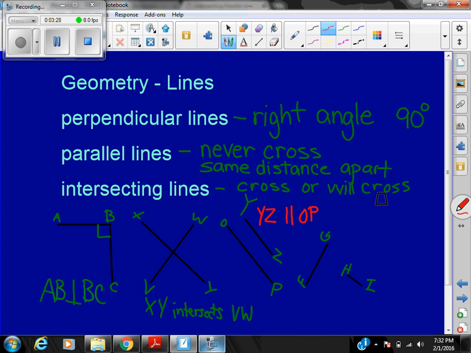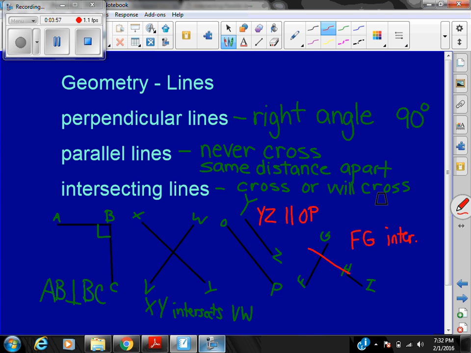And then last but not least, I have these lines that are not touching. But if you look, if I continue to draw this line in the same direction, eventually it would cross over. So because of that, even though they're not touching yet, we still say that these, because we know we're talking about intersecting, FG intersects HI. Really, it's HI that's going to intersect FG. So those are intersecting lines.